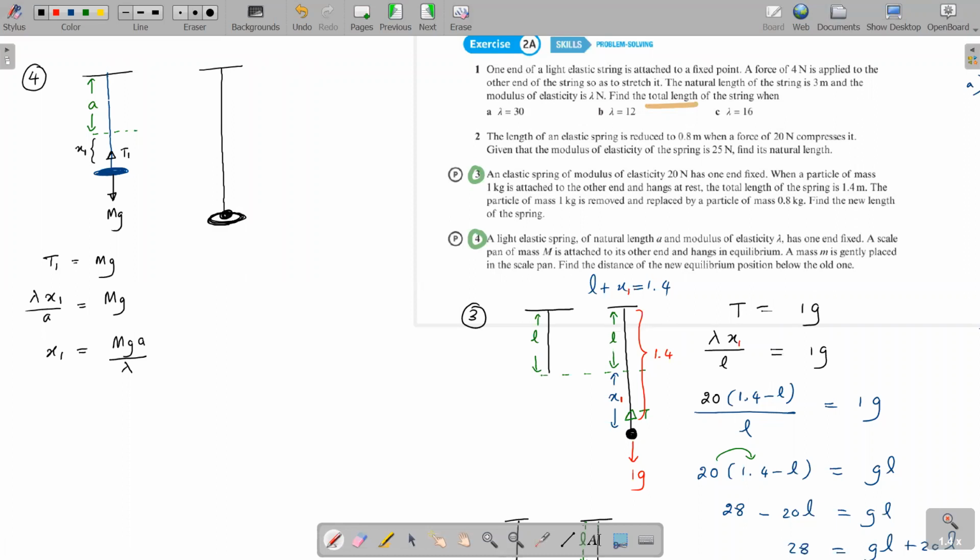You have the weight of the scale pan, and you have the weight of the mass they have kept here, simple M. So you have simple mg and capital Mg, the weight of the new mass and the scale pan. So then, does the natural length change regardless of what weight we use here? Natural length is a constant figure. So this is still A. Natural length of the spring is A. Okay, and then let's say the new extension is x2.